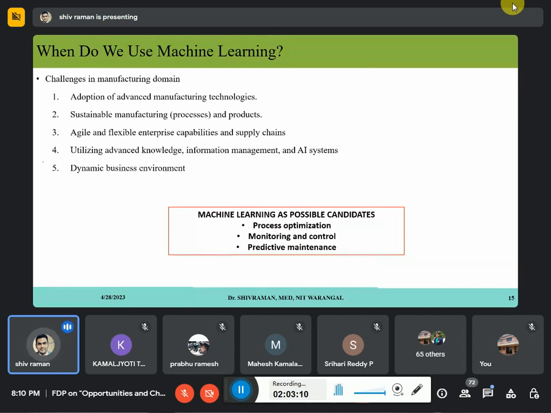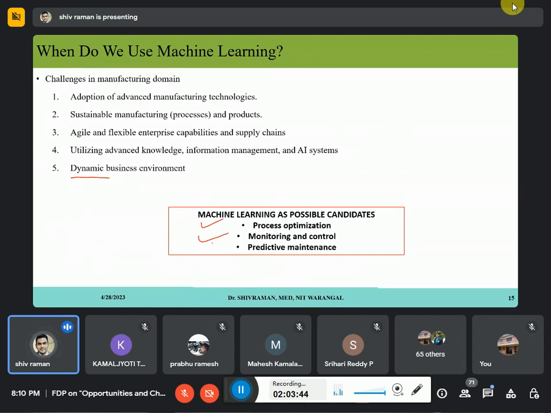Day by day, we are having a dynamic business environment, meaning a competitive environment. In the research field it is called publish or perish. The same thing is happening here, so you have to deploy the advancement. As you can see, the old companies are also moving towards this. They are deploying machine learning and IIoT based techniques. So yes, machine learning can be a possible candidate for process optimization in manufacturing, monitoring and control.